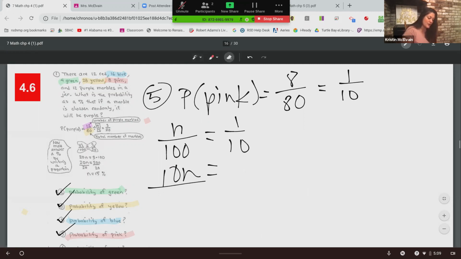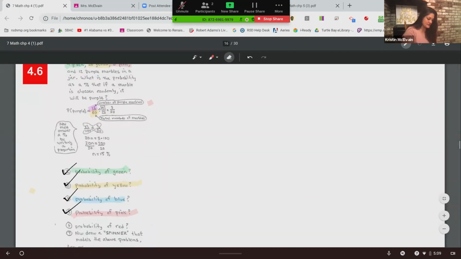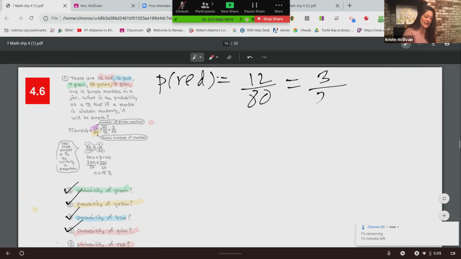All right. So when I'm reading it, 12 red in our bag of marbles. Okay, so probability of red. All right, so we have 12 red. So probability of red equals 12 out of 80. We're going to go back to our divisible by 4. 4 goes into 12 3 times. 4 goes into 80 20 times. So we have a 3 out of 20 chance of getting red.